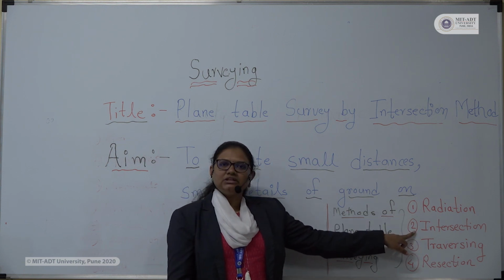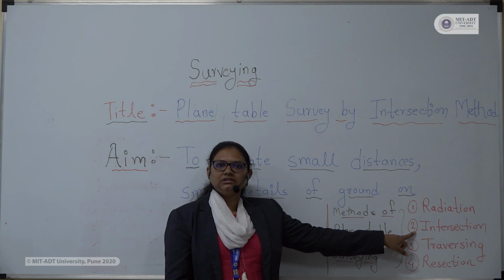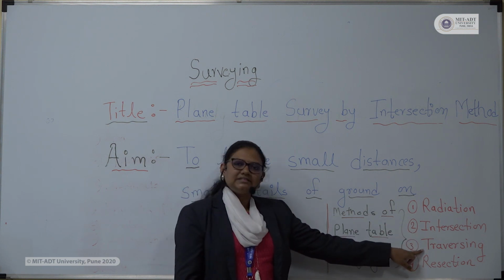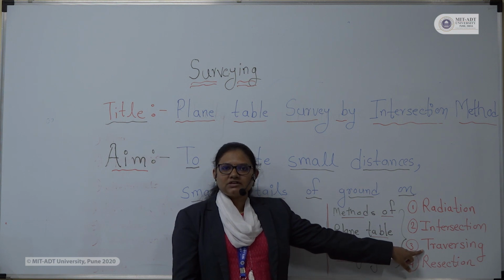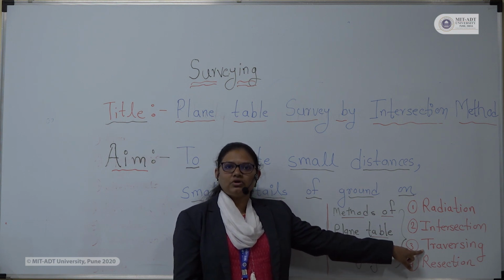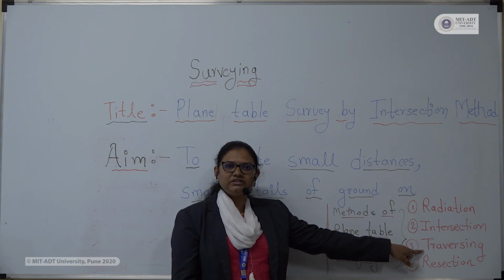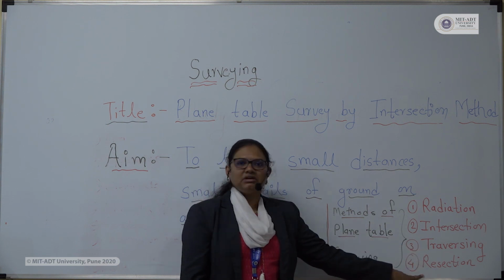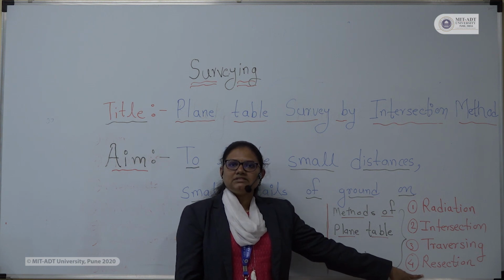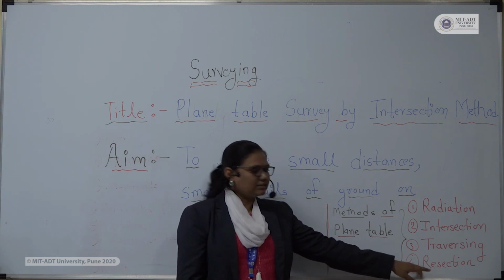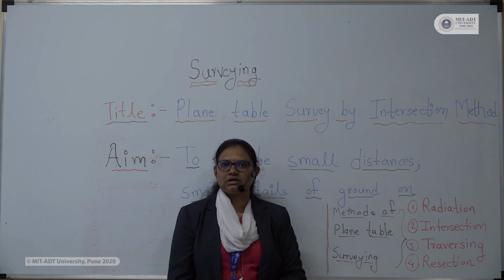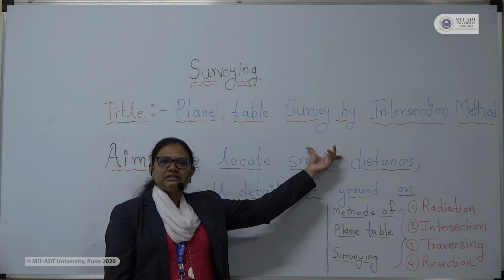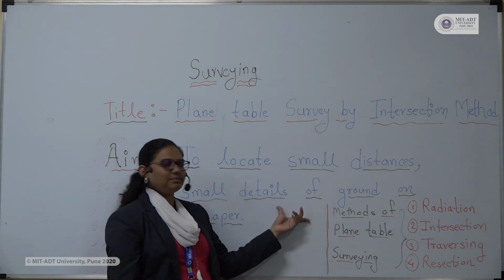Then intersection method is generally used for locating the plot boundaries or corners of any site. A traversing method is used for large survey work, whenever we have to plot the boundaries and also locate the small features on the ground. And resection method is used when we have some obstructions in our survey work. Today we will learn only the intersection method, which is a very easy and simple method in plane table surveying.